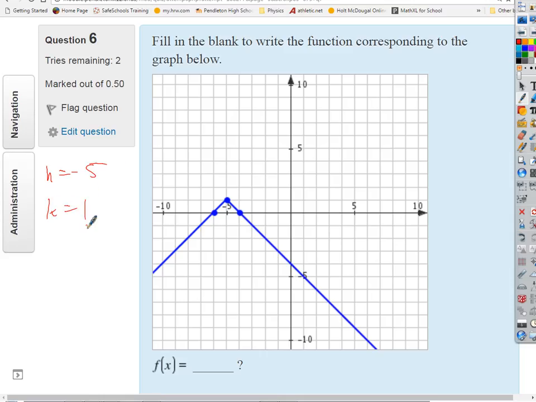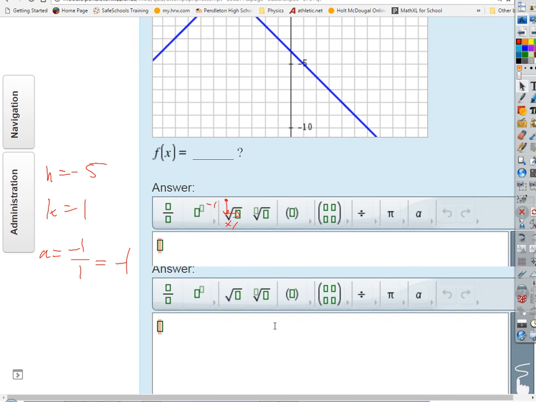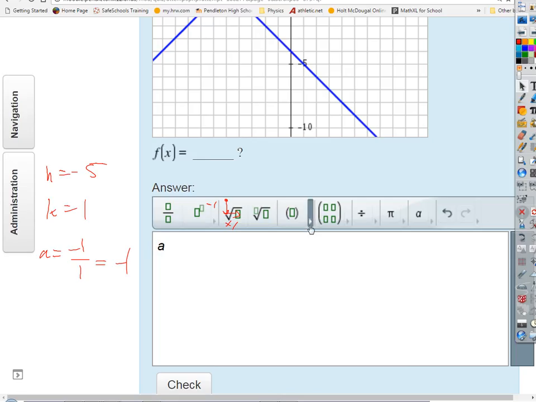The only thing we now need is the slope of the right leg of the V, which is, everybody agree, -1? I start at the vertex, I'm going to rise by -1 and run by +1, so A equals -1/1, which is -1, right? Okay, so let's plug those in. I'm going to start with the template again: A times the absolute value of x minus H plus K. So K was 1, I can replace the K with a 1. H is -5. Now that looks funny. What do I do there?